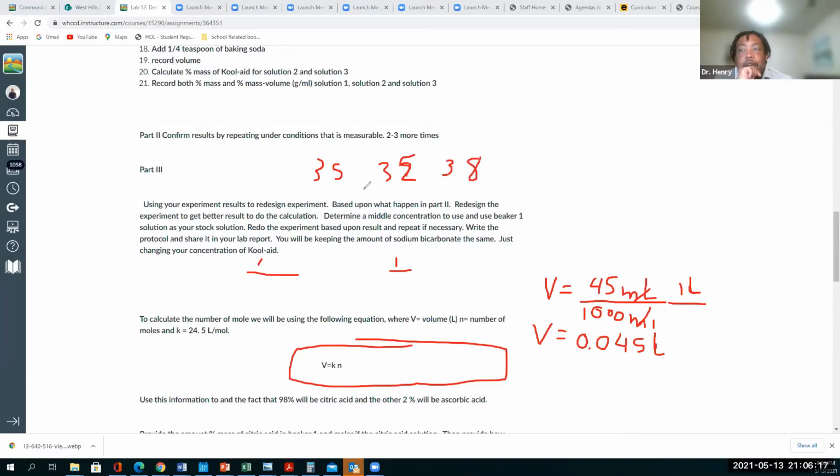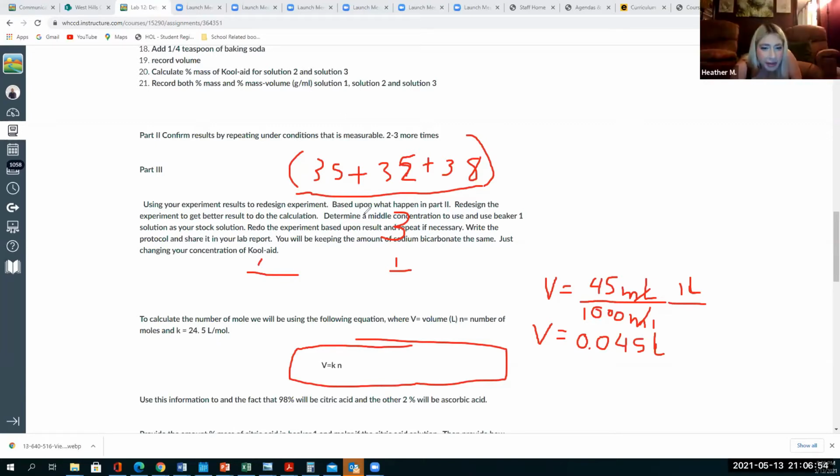Now, anytime you're doing an average, you should get a number somewhere between these numbers. So it should be between 35 and 38. If you have something like 80, that's not correct. So I want you to add these again and then divide it all by 3. What you probably did was add two of them and divide the last one by 3. You need to put parentheses when you're doing it in your calculator.